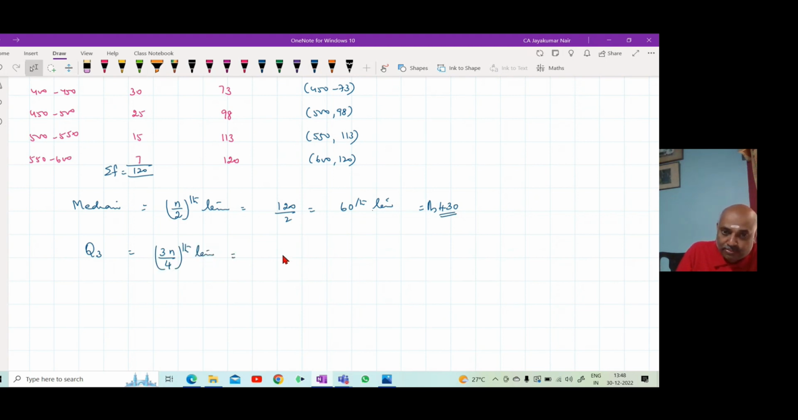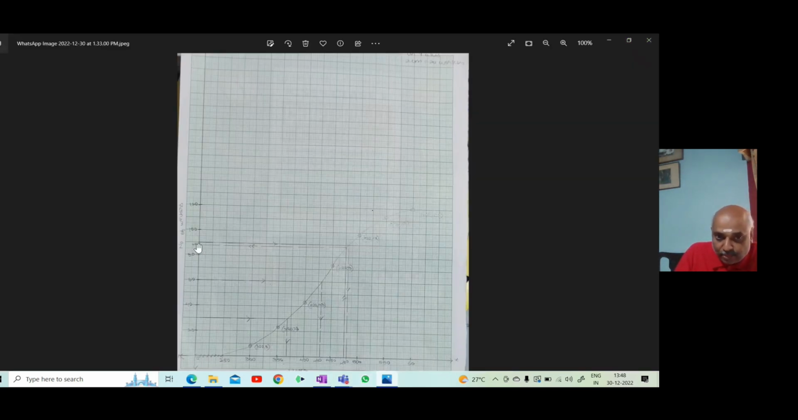3n over fourth term. That means 3 into 120 over 4. So 4 will go here 30 times. So it is the 90th term. So the 90th term, what is it? You have to find out. So this is 90, this is 80, and this is 100.